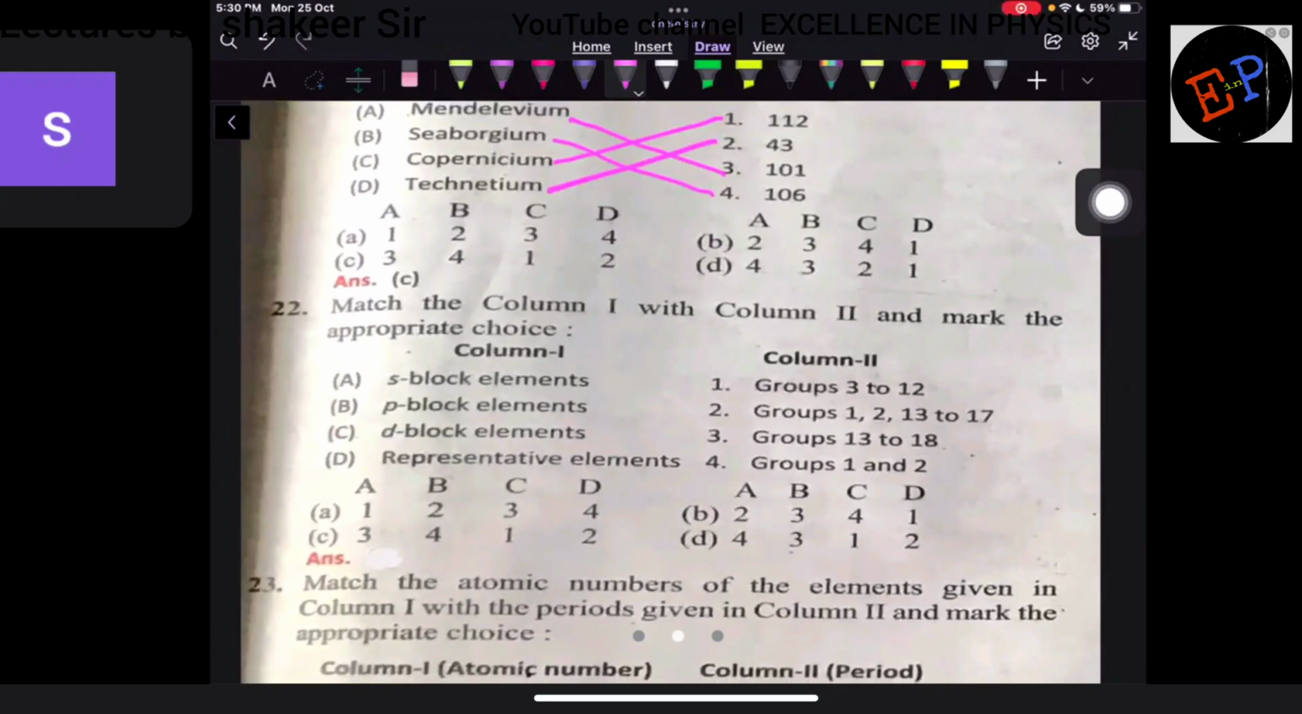Match column 1 with column 2 and mark the appropriate choice. S block elements belong to groups 1 and 2. P block elements are 13 to 18. Clear? D block elements are 3 to 12. Clear, no? Representative elements are 1, 2, and again 13 to 17. Both S and P block elements except inert gases belong to representative elements. So that should be our answer.